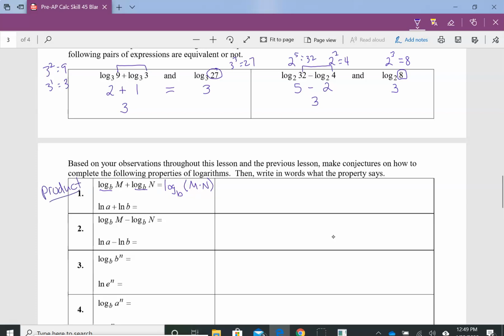Okay, and same thing with natural log of a plus natural log of b. You just do natural log of a times b. Okay, so if logs have the same base and are added, you multiply the arguments.